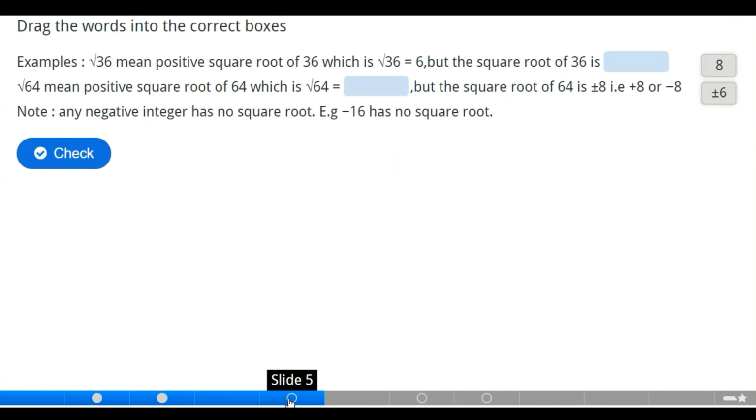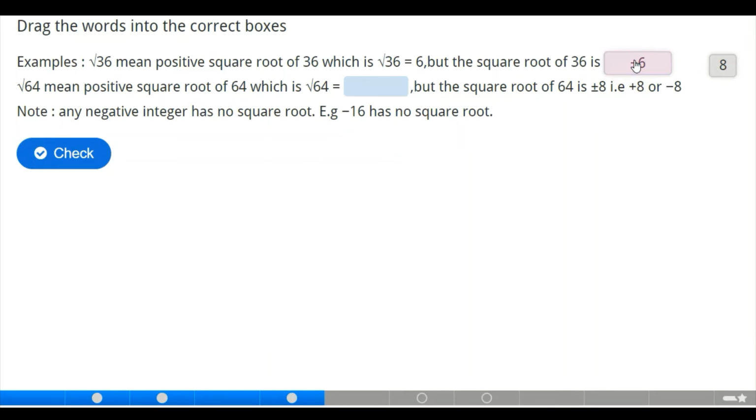Now we have this exercise here. We have an example. Root 36 means what? The positive root of 36, which is 6. But we can say, what is the square root of 36? The square root of 36 is going to give us plus or minus 6. That is, we can have minus 6, we can have plus 6 for the square root of 36.